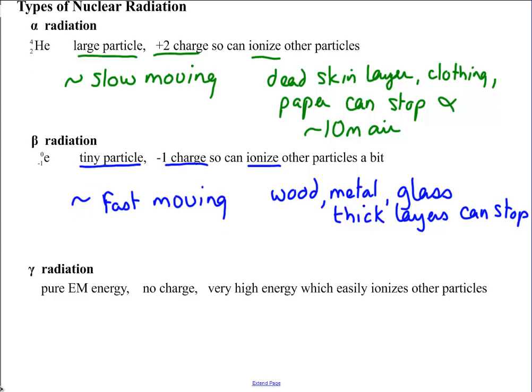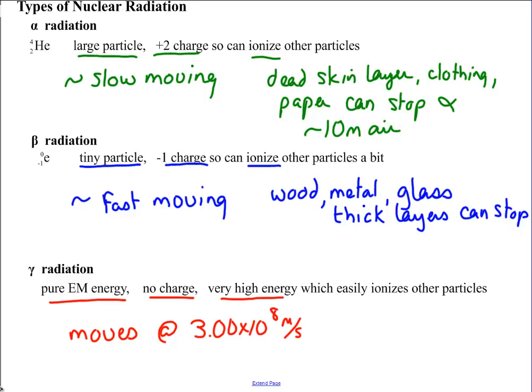Gamma radiation is not a particle. It's pure energy. It has no charge because it has no particle, and it has very high energy. It also moves at the speed of electromagnetic radiation, which we found before is 3.0 times 10 to the 8th meters per second. Because it is so high in energy, it can ionize particles just because the energy is such that it can knock the electrons off. If I want to stop gamma radiation, I need several inches of lead or several feet of concrete and steel.